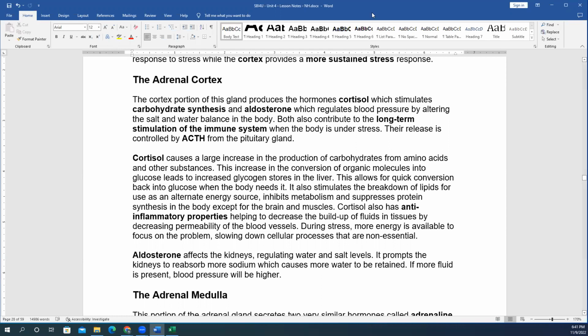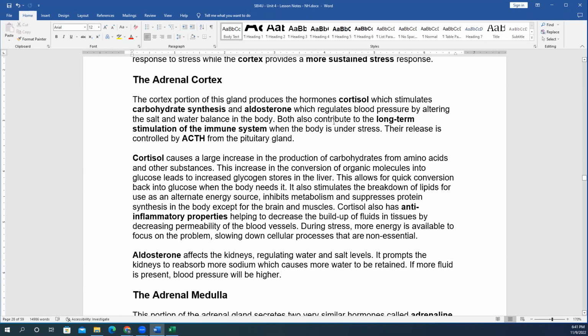And the release of these two hormones from the adrenal cortex, the release of cortisol and aldosterone, is controlled by that ACTH from the pituitary gland. So ACTH is produced by the pituitary gland, and its target is the adrenal cortex, and it leads to control of cortisol and aldosterone production.